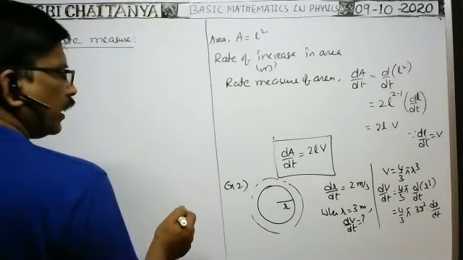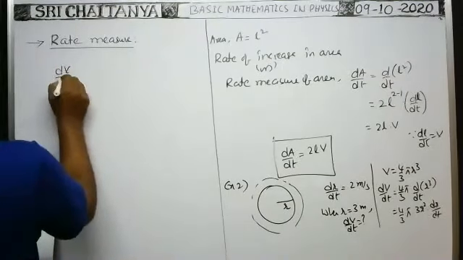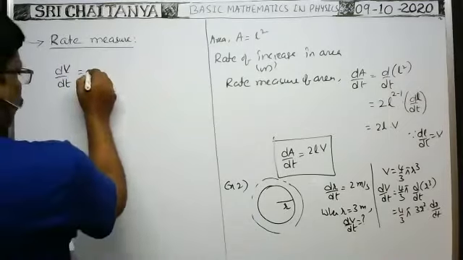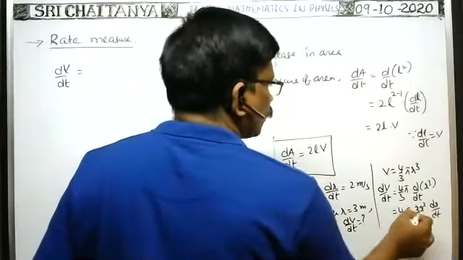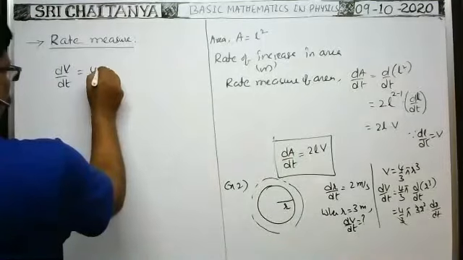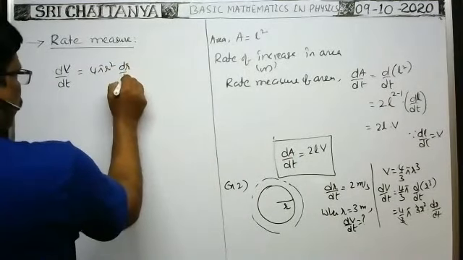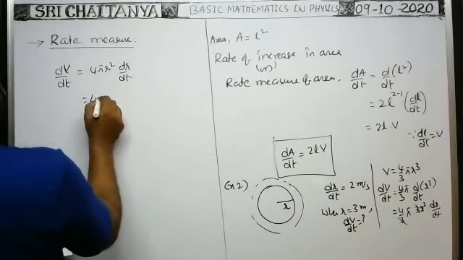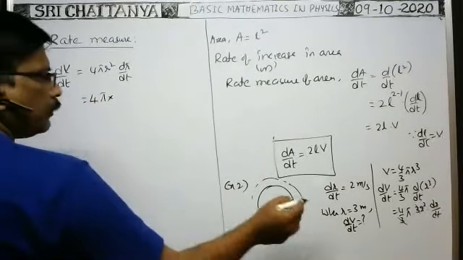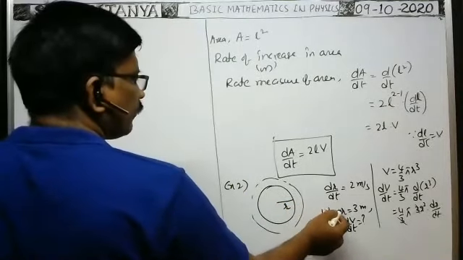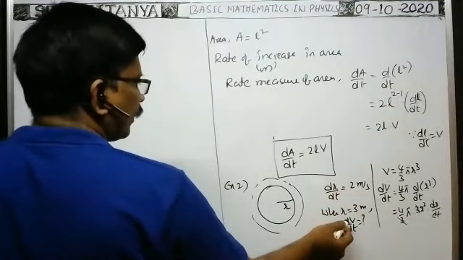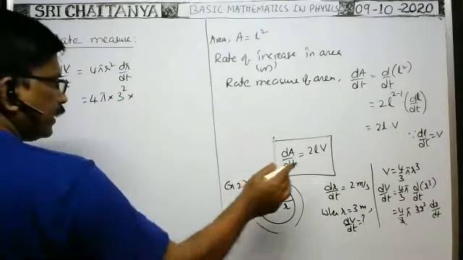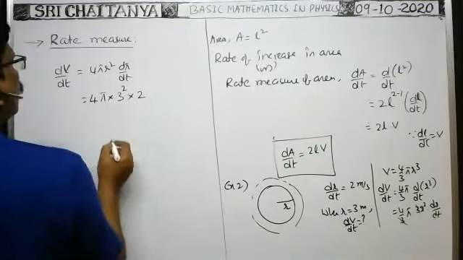Okay. So therefore, the rate of increase in volume dV by dt is equal to 4 by 3 pi, and here the 3 cancels. So 4 pi r square into dr by dt. The answer is given in terms of pi only. At the instant when the radius of the sphere is 3 meter, they asked the rate of increase in volume. That's why r is equal to 3 meter, 3 square. dr by dt is given as 2.